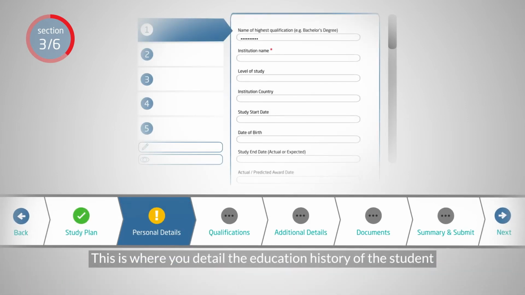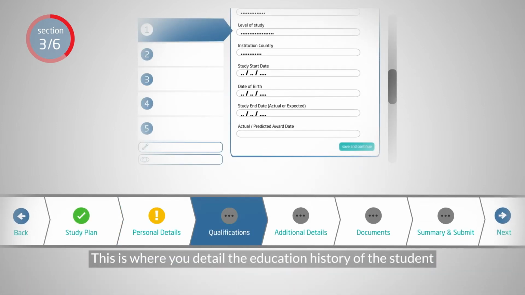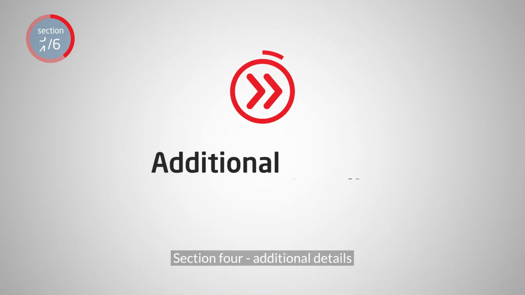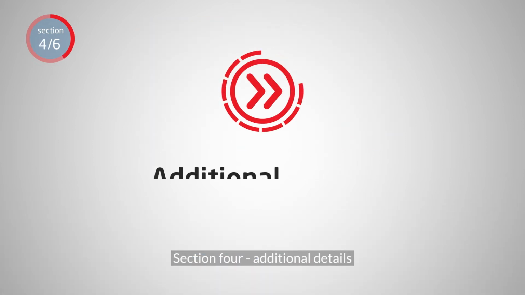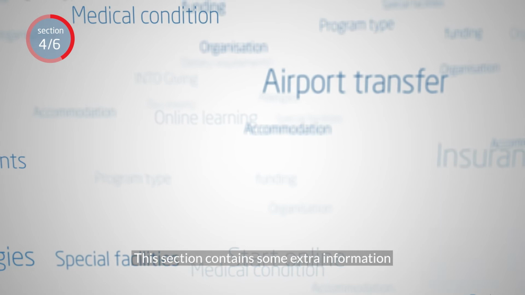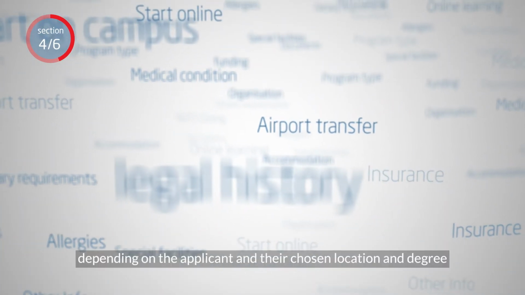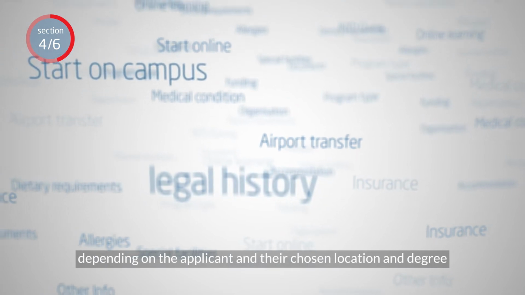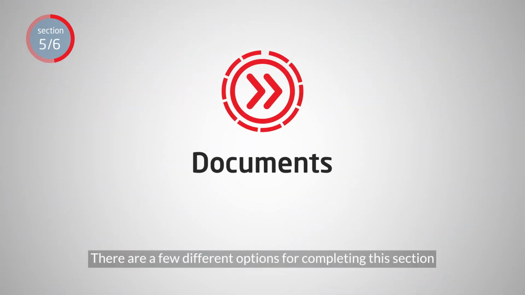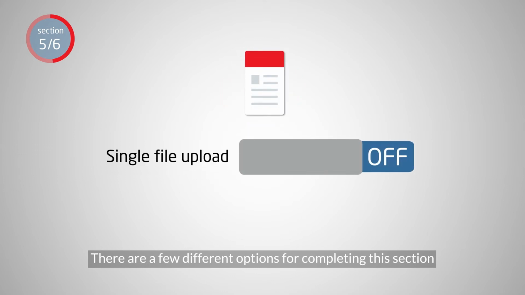This is where you detail the education history of the student. Section 4. Additional details. This section contains some extra information the applicant needs to provide. These questions can vary depending on the applicant and their chosen location and degree. Section 5. Documents. There are a few different options for completing this section.